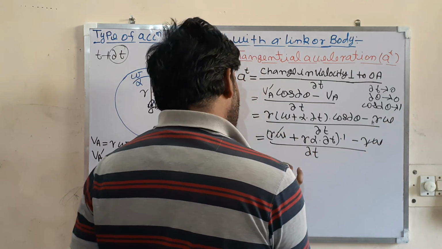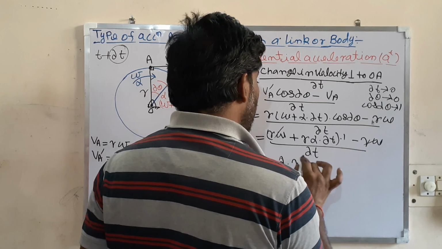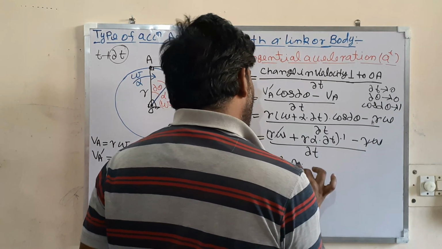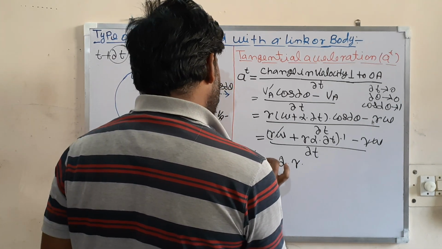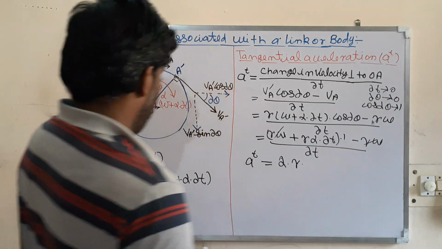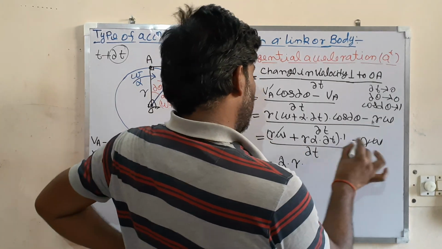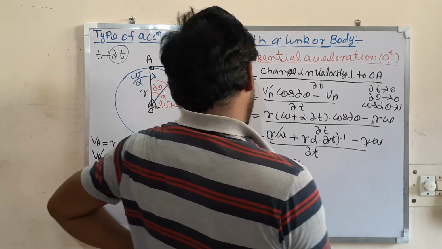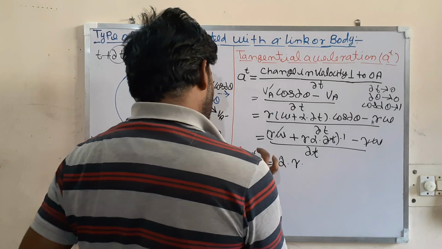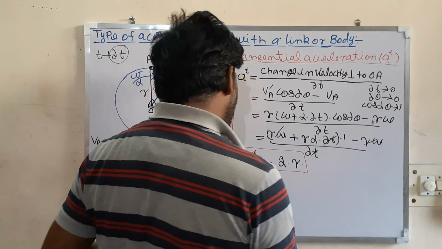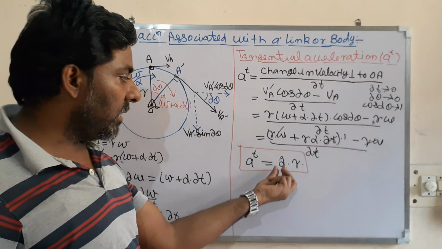So R omega has gone. So what am I getting? This alpha into R, and this del t has gone. So I am getting AT is equal to R alpha. So tangential acceleration AT is equal to R alpha. Tangential acceleration AT is equal to radius into angular acceleration of the link.